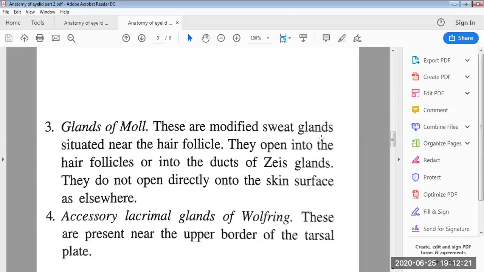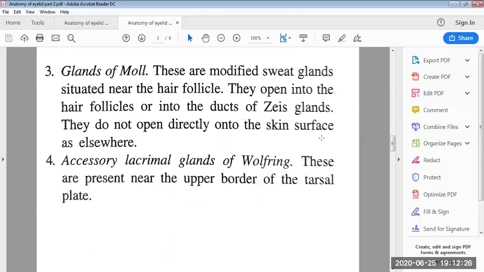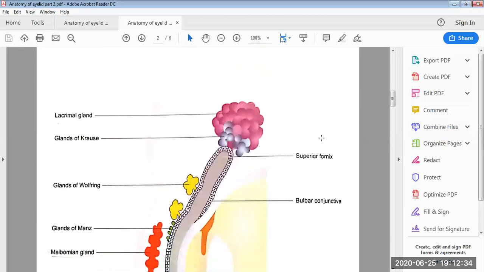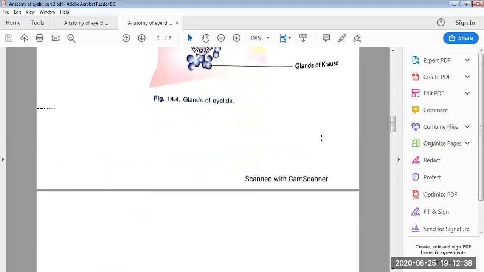So next are the accessory lacrimal glands of Wolfring. These are present near the upper border of the tarsal plate. Here you can see the yellow colored glands. These are the glands of Wolfring, which are present at the upper border of the tarsal plate.